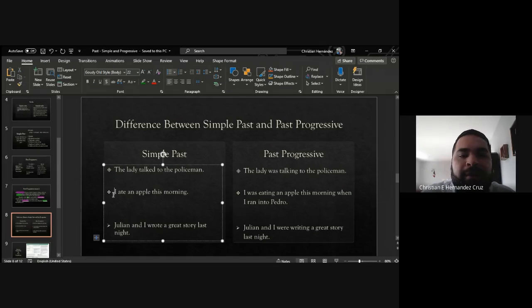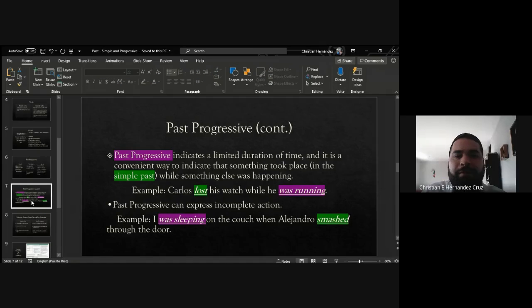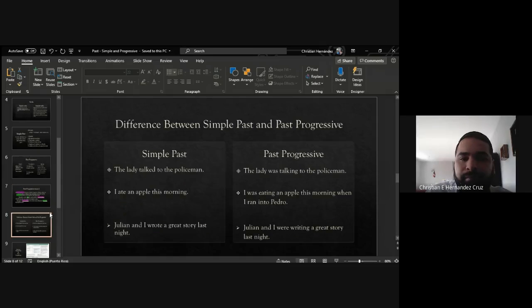We have the second sentence, I ate an apple this morning. Okay, we have the irregular verb eat in the past tense, which becomes ate. And to make this one progressive, we have to add a little bit more information, because if we go back to the previous discussion of the past progressive, we can see that it is a convenient way to indicate that something took place while something else was happening. So this is basically saying that two events took place within the past.